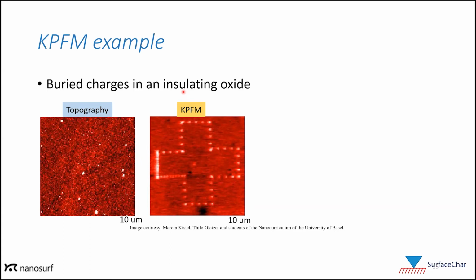Here is an image of a gallium arsenide surface with a gallium arsenide oxide interface layer. Here we see the topography image. Charges were placed in the surface by the tip through a voltage application. So here on the left is a topography image, and it looks pretty boring, right? It's homogeneous and smooth. There's nothing really to look at. On the right, we see the KPFM image, where you now can see the pattern of buried charges very clearly exposed.